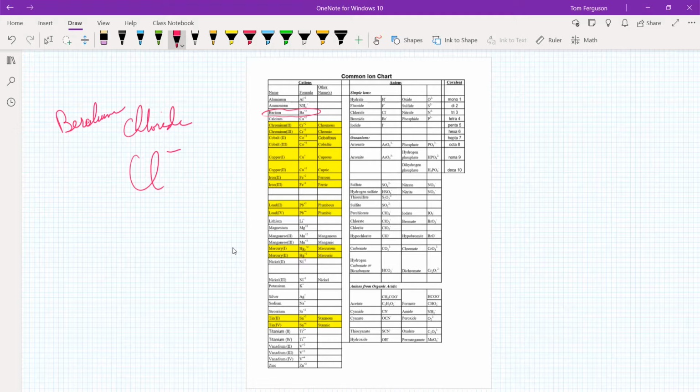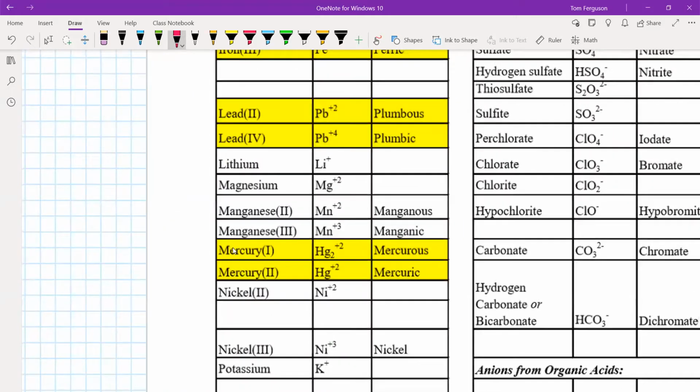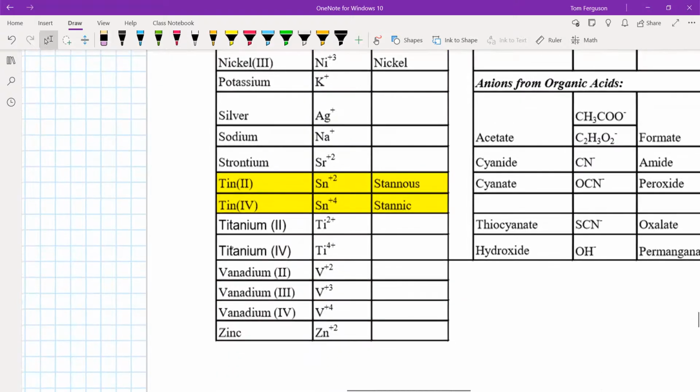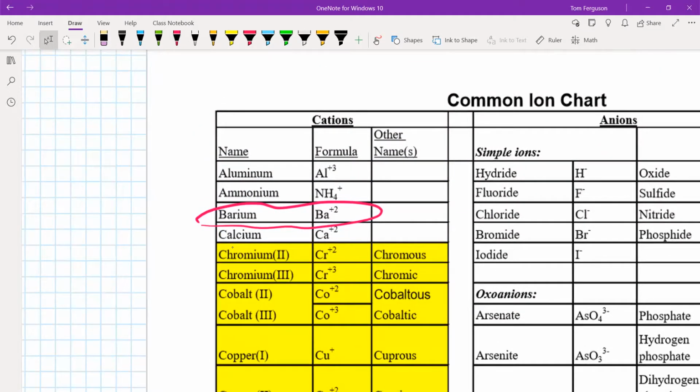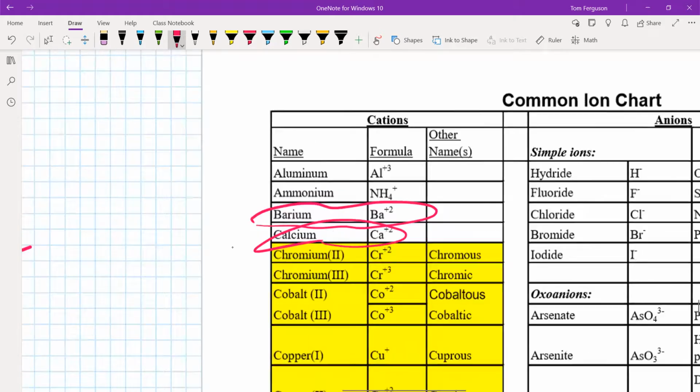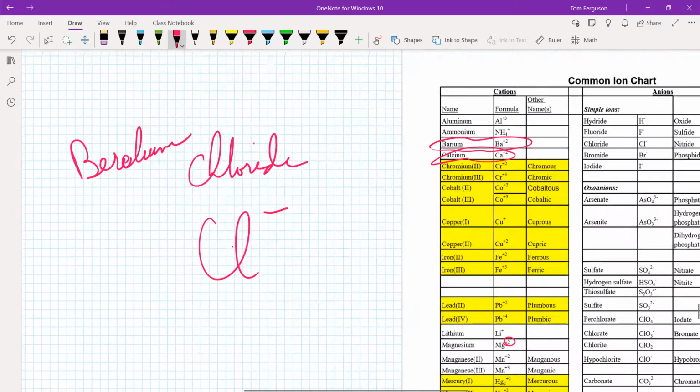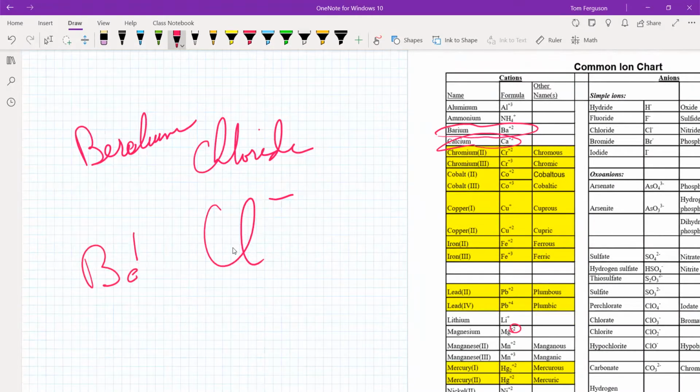So barium is +2. Excuse me, magnesium is +2. Strontium is +2. All these are group 2s. So beryllium, which is not named here, is in the same group. So it's also +2. So beryllium chloride is going to be +2. That means the formula for beryllium chloride is BeCl2.